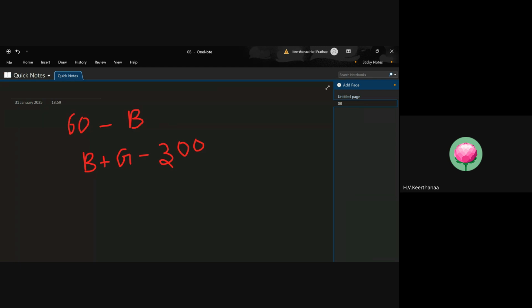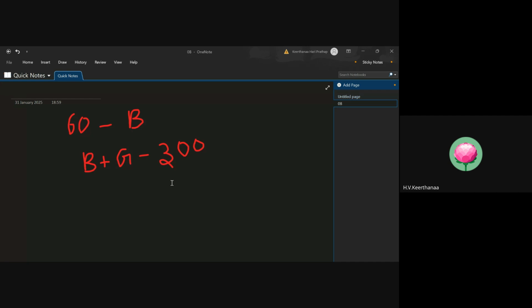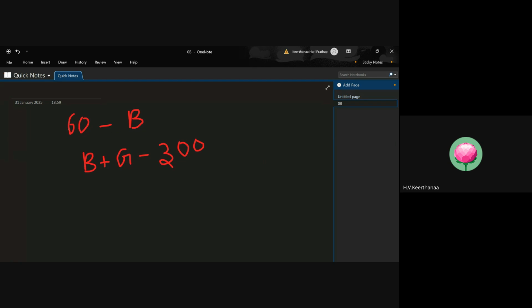So I'll read the question one more time. In a school, 60% of the students are boys. If there are 300 students in total, how many boys and how many girls are there? This is also a pretty simple question. 60% are boys and the total is 300. What we normally do here is 60 by 100 into 300 and you get the boys. So that is using the formula.